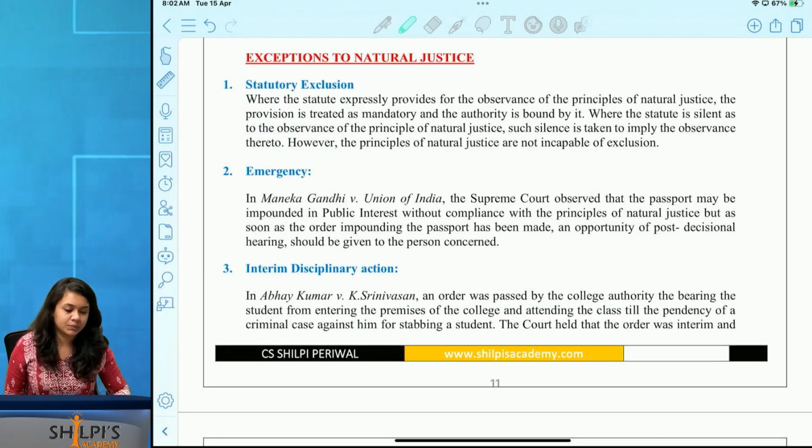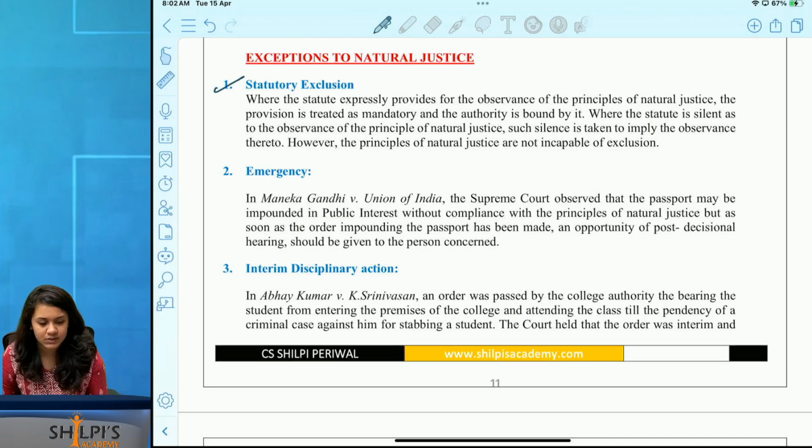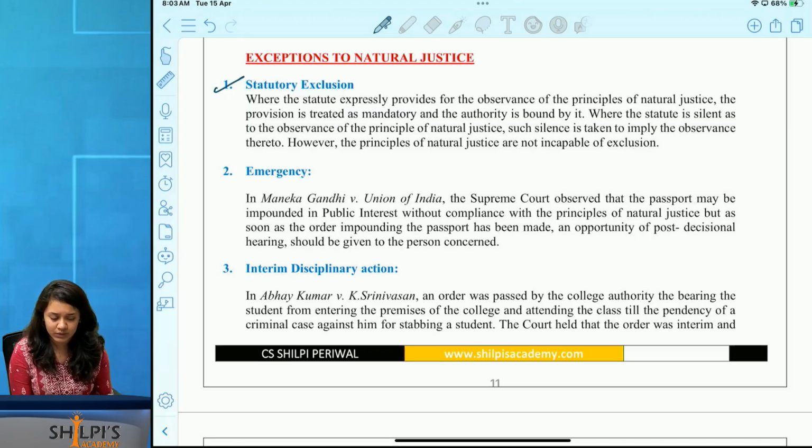There are some exceptions to this principle of natural justice. That is, in some cases, the rule of fair hearing or even the rule against bias need not be observed. So, what are these exceptions to the principles of natural justice? The first one is statutory exclusion, in the sense that if the statute itself specifies that there is no need to follow the principles of natural justice, then we can say that the principles of natural justice need not be followed.